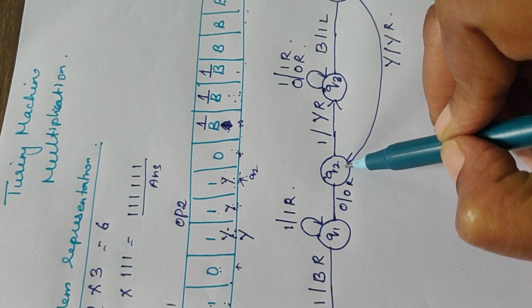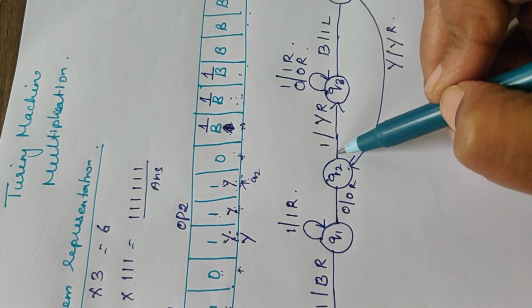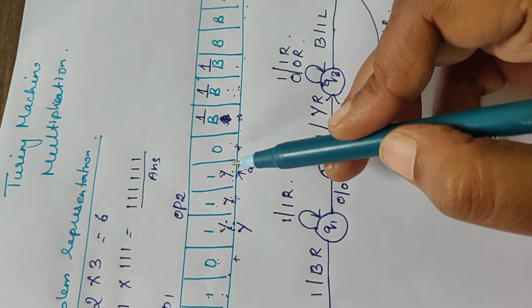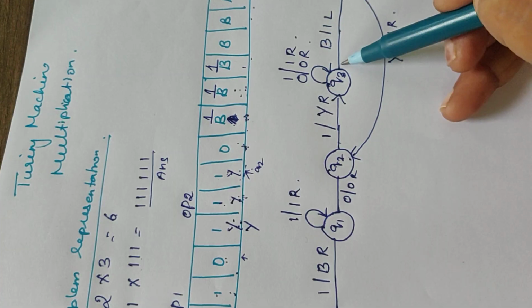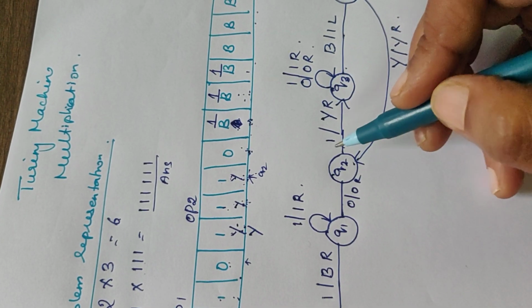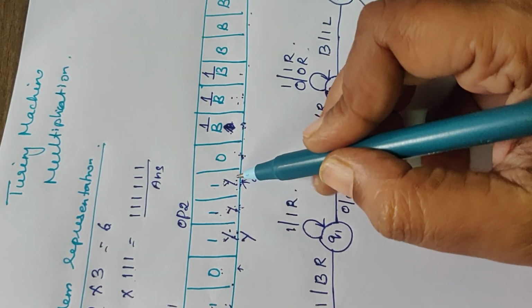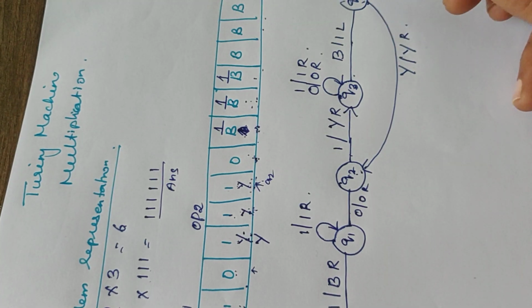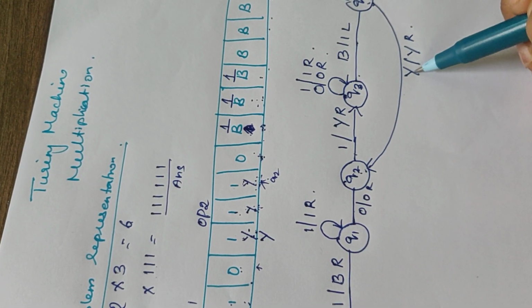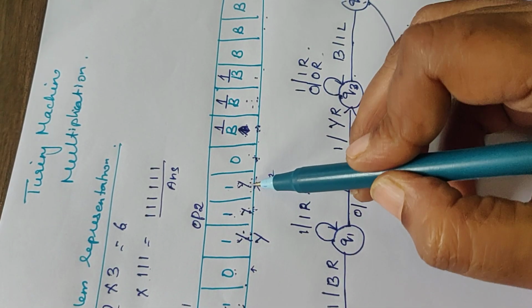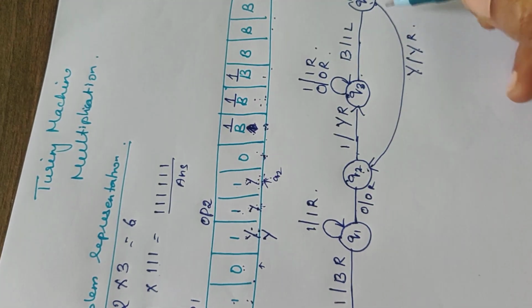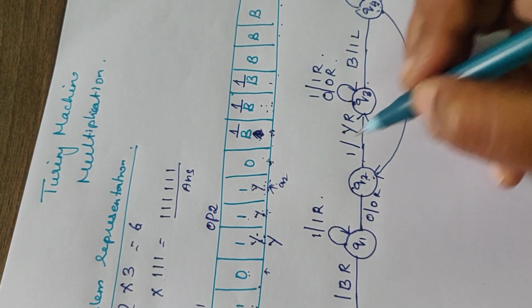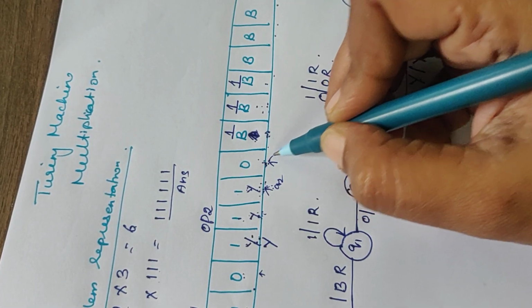You will be moving to Q2. When you look 1 over here, from Q2, you have certain options to replace 1 by Y and moving forward. But what you look is, from Q2, you are looking Y here. So from this state, when you look Y on Y, and from Q4 on Y, you will be moving to Q2.